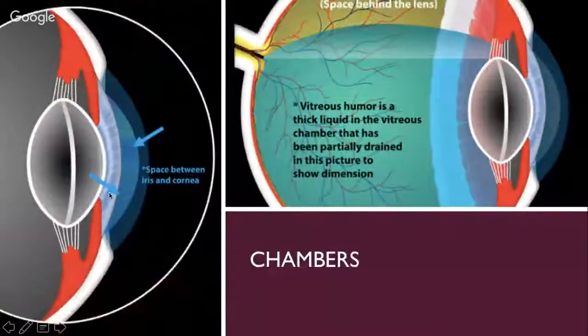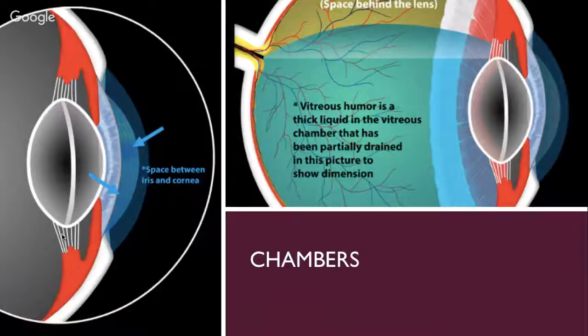Chambers of the eye. We have the anterior chamber between the cornea and the iris, and then the posterior chamber between the iris and the suspensory ligaments, and those are filled with aqueous humor. It's just the fluid that fills it to keep its shape. And then this here is the vitreous chamber, just this whole back section of your eye, and that is filled with vitreous humor.